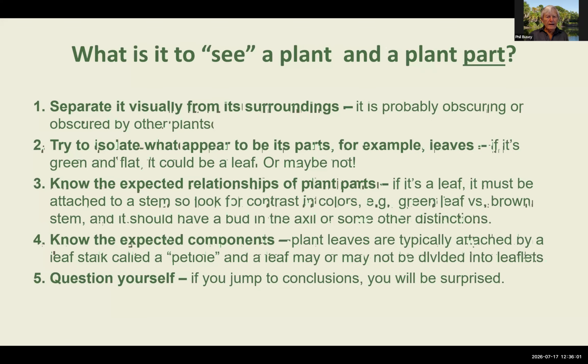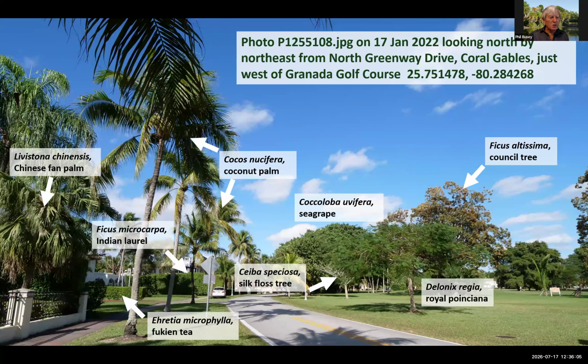Now, here's another example of plant species seen from a distance. The Livistona chinensis on the far left, technically it's got spines on the petioles, but you have to get underneath it to see them. And there are some other things that would stand out, both technical.